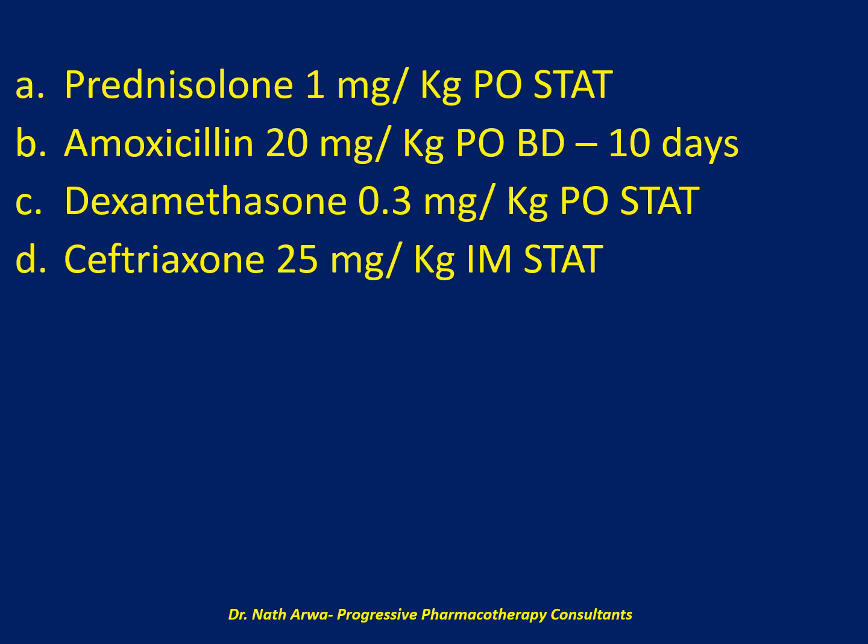So would you choose prednisolone at a dose of 1 milligram per kilogram orally start, or would you settle for 20 milligrams of amoxicillin per kilogram orally twice daily for 10 days, or would you settle for dexamethasone at a dose of 0.3 milligrams per kilo orally start, or would you administer ceftriaxone at a dose of 25 milligrams per kilo via the IM route start? I'll give you 10 seconds to choose the correct answer.